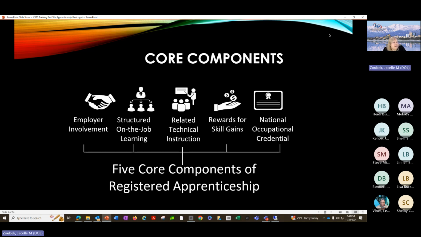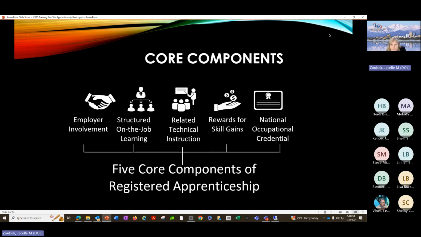There are core components. There are 5 for registered apprenticeship. One is that there has to be employer involvement because it's a job. There is structured on-the-job learning, whether it be by competency, by a number of hours in each type of competency, or demonstrating they can do it. There's the related technical instruction.